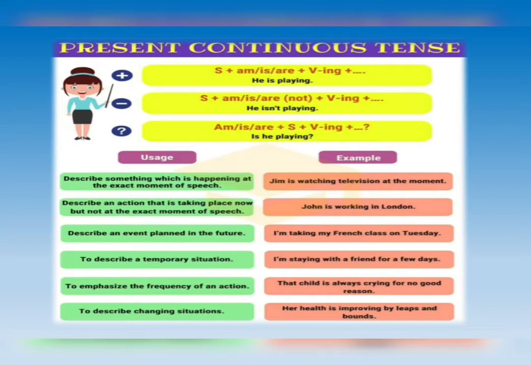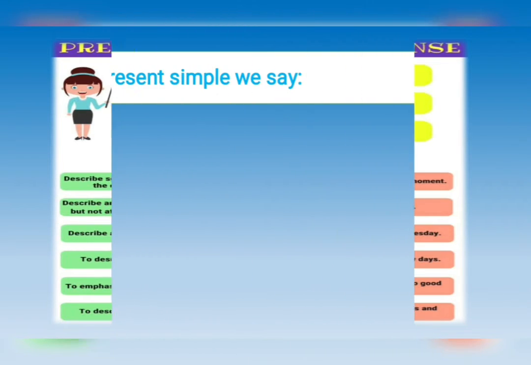The present continuous is going to use the verb to be in the conjugation of am, is, or are, depending on the subject, plus the verb plus ing. What's the usage? To describe something which is happening at the exact moment of speaking. Jim is watching television at the moment. Number 2, to describe an action that is taking place now, but not at the exact moment of the speech. John is working in London. Describe an event planned in the future. I'm taking my French class on Tuesday.